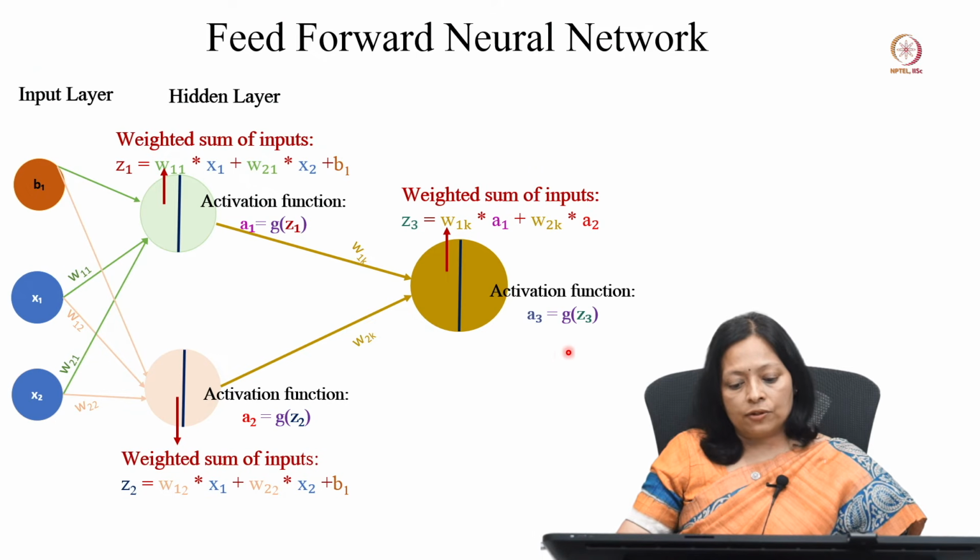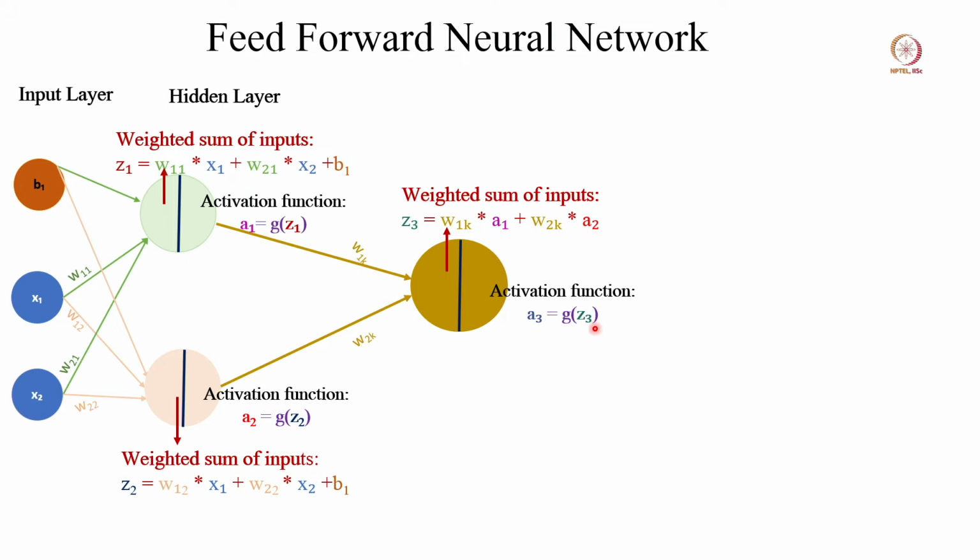Now, once again there is an activation function here, which is G, and it passes Z3 and then gives me the output A3. So, the output of your output layer, this is basically your output layer, is nothing but A3.